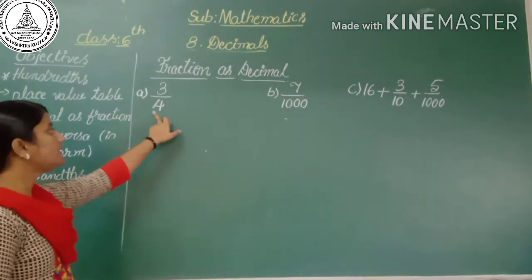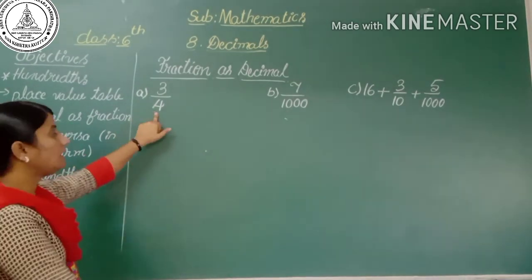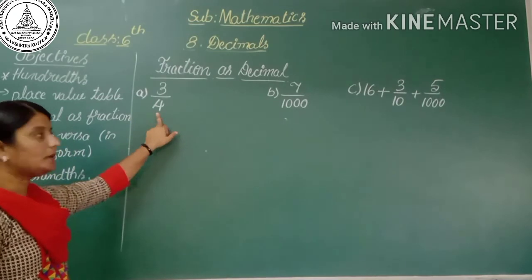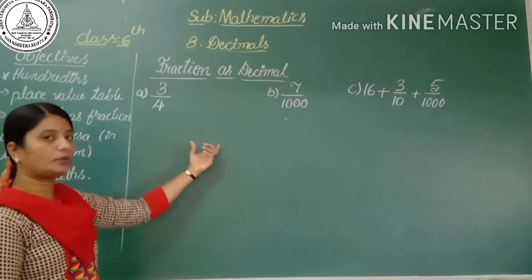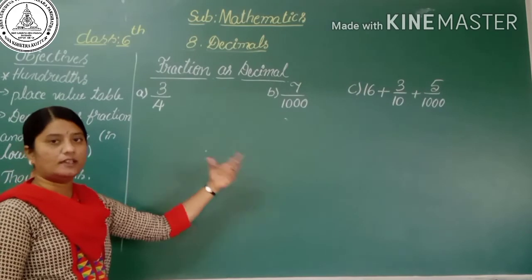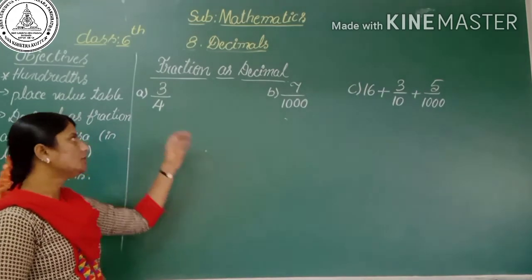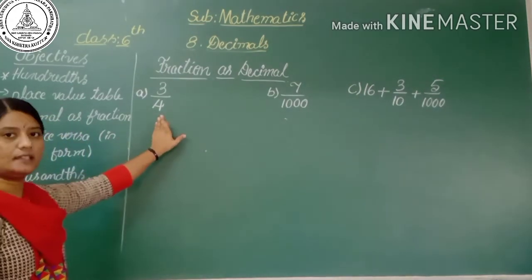So here there is a 4, so we cannot make the denominator 10. Why? Because in the 4 tables we cannot get 10. Means 4 2s are 8, 4 3s are 12. Here there is no 10. Right? So we have to convert it to 100.